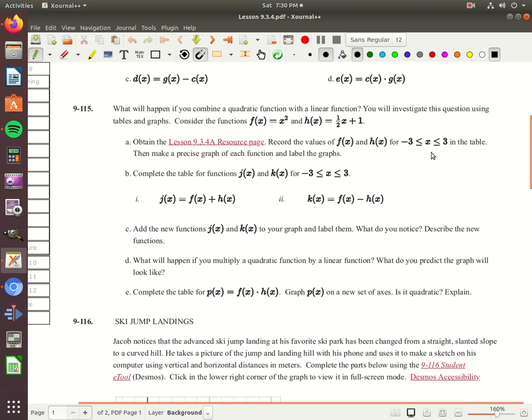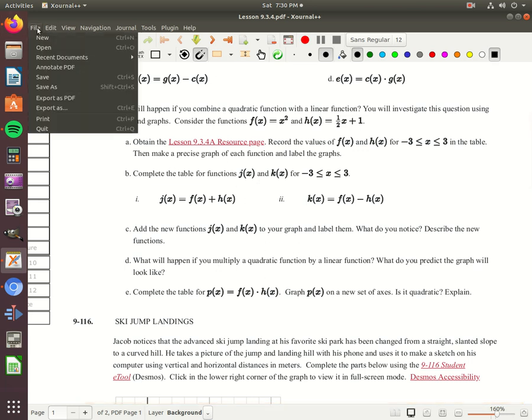We talked about piecewise functions. We don't care about when x is negative 4. We don't care about when x is positive 4. We only care about between negative 3 and 3, including negative 3 and 3 because it says equal to. Then make a precise graph of each function and label the graphs. So complete the table for j of x and k of x, and it gives us some instructions on that as well, just to add those functions.